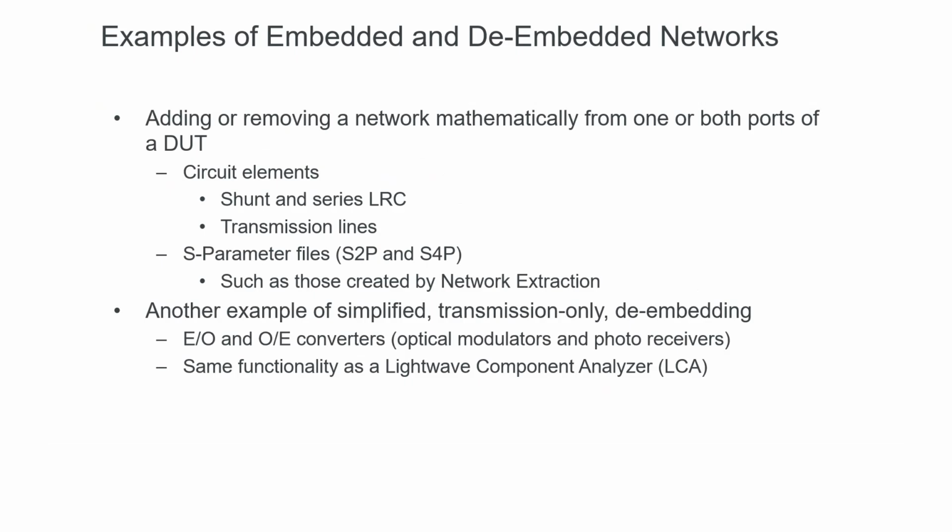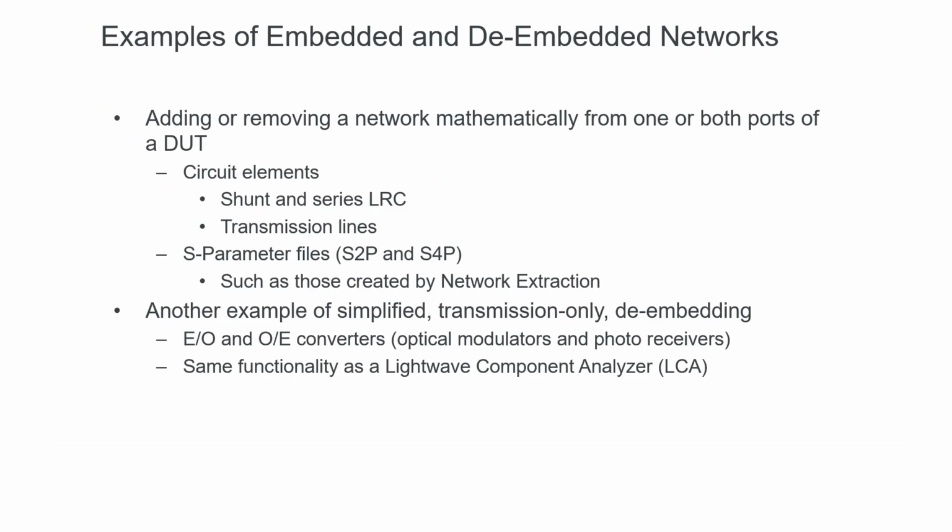Now, what kind of networks can we mathematically add or remove from ports of the VNA? Well, we can have standard circuit elements. These would be lumped elements such as shunt and series inductors, resistors, capacitors, and transmission lines. We can put in the characteristics of a transmission line and add and subtract that. We can also, in our case here today, use S2P and S4P models of the networks that we want to add and subtract. And so these would be created in network extraction and then applied here in the embedding, de-embedding.